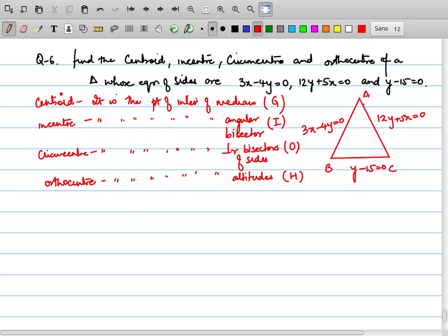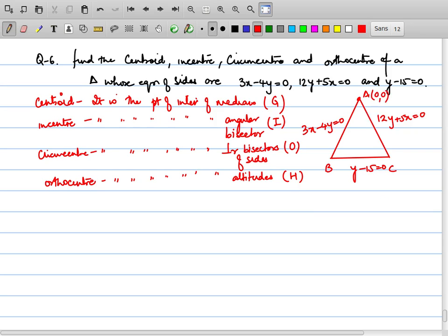Now getting point A is very easy. Why? Because this equation, if you look closely, is passing through origin because it does not have the constant part. 0, 0 is satisfying this equation. Similarly, this equation is also passing through origin because 0, 0 is satisfying it. There is no constant part. Therefore, since both these lines are passing through 0, 0, the point of intersection is 0, 0. So A you can find out very easily.